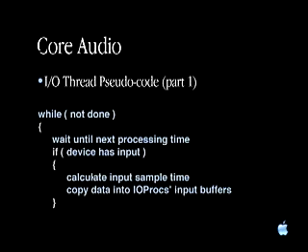So let's look a little bit at what that thread looks like. This is some real high-level pseudocode. Essentially, it loops until it's done. It sleeps until it has something to do. It can tell when the next input or output needs to happen. It sleeps until then. Then it looks to see if the device has input coming back into the system. If it does, it'll calculate exactly when that input was sampled, and then copy that data into the input buffers to get ready to hand to the I/O procs.